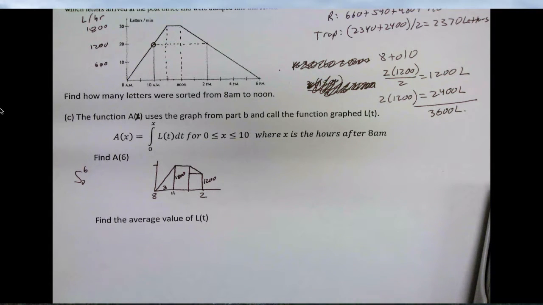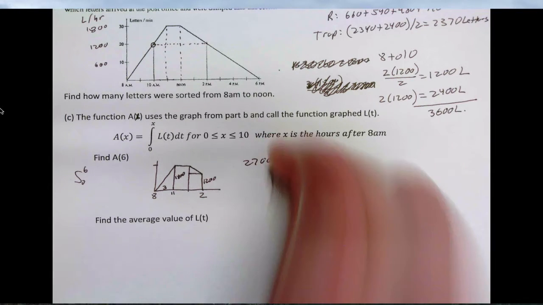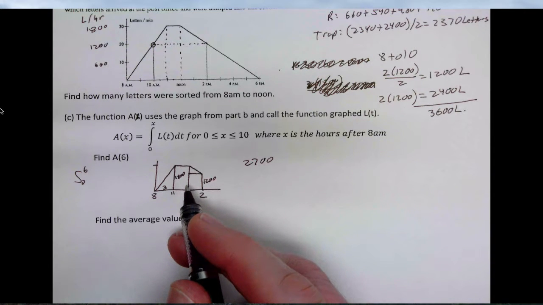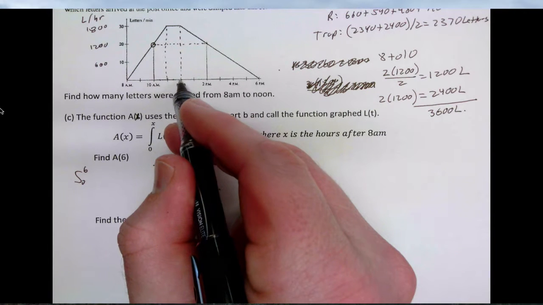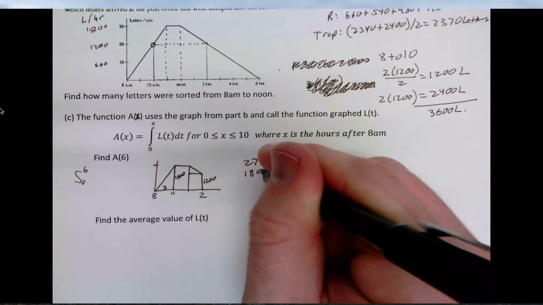So if I do 3 times 1800 divided by 2, I'm going to have 2700. So the first triangle is 2700. Okay, next I've got a rectangle, and the rectangle here is 1 unit wide, and it was 1800 tall, so it's going to be 1800.